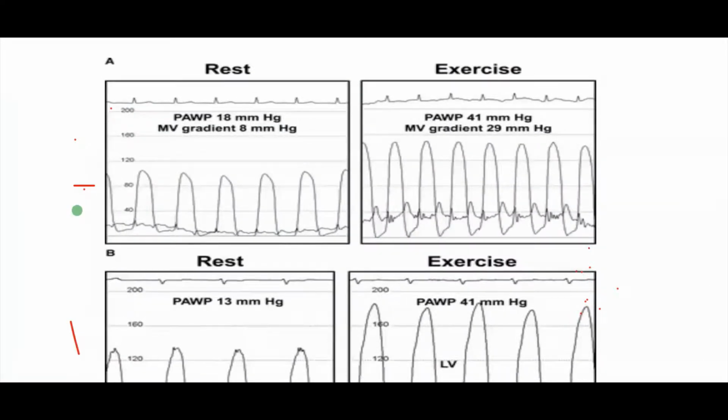Sorry? The gradient becomes more with exercise. Exactly. So this is a symptomatic patient in whom they failed to elicit a high gradient across the mitral valve in the rest echo. So they resorted to exercise, and they did the exercise in the cath lab.